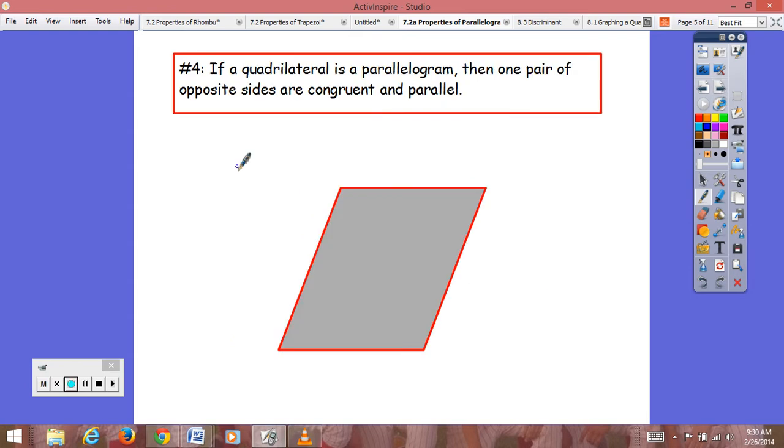Our fourth property: if a quadrilateral is a parallelogram, then one pair of opposite sides are congruent and parallel. So again, if we have quadrilateral ABCD, then one pair of opposite sides, so if we say BC is congruent to AD, then BC is also parallel to AD.